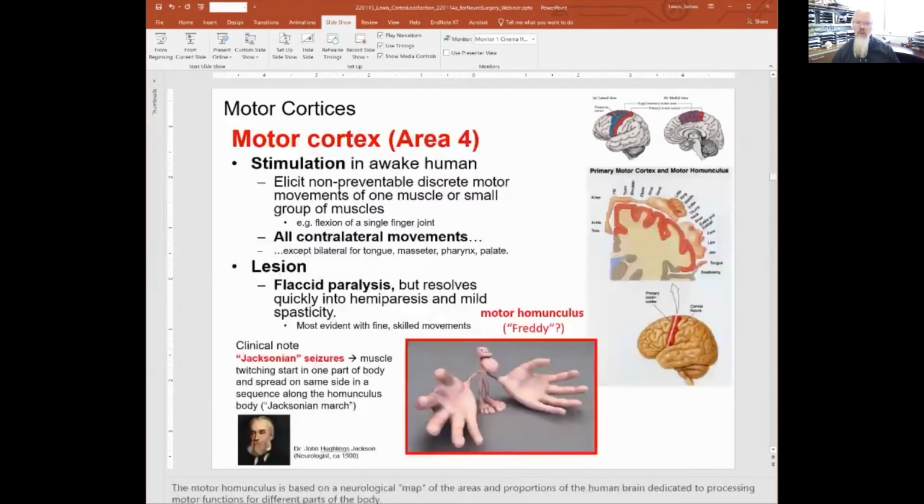And here is the homunculus. I call him Freddy. I think it looks like a Freddy. If you were to take the amount of cortical real estate that is devoted to the various parts of the body, you've got enormous representation of the tongue, enormous representation of the hands, because as creatures we are very much about using our hands. And you can see the trunk and so forth is a much smaller relative amount of cortical real estate devoted to control of motor movements in that regard. So that's our motor homunculus.